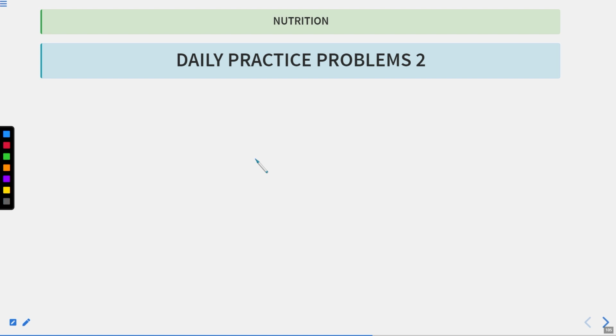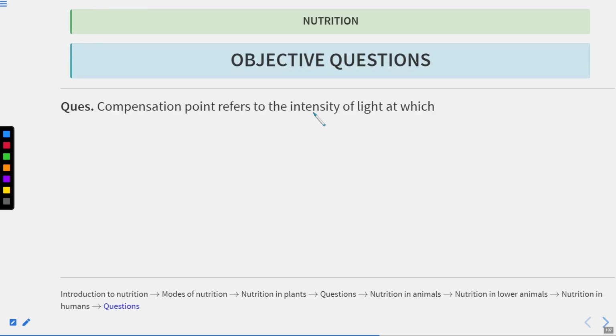Today we'll be discussing some of the practice problems related to the chapter nutrition. This chapter is from the class 10th science book, and we'll be discussing objective type questions, specifically multiple choice questions. So let's begin with this session.